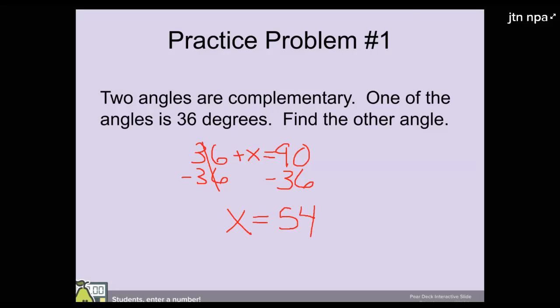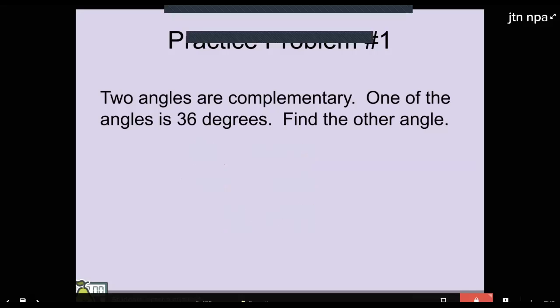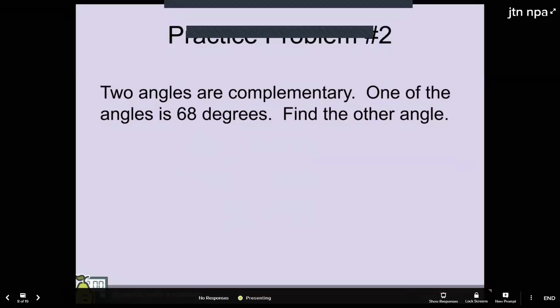All right, next one. Two angles are complementary. One of the angles is 68 degrees. Find the other angle.